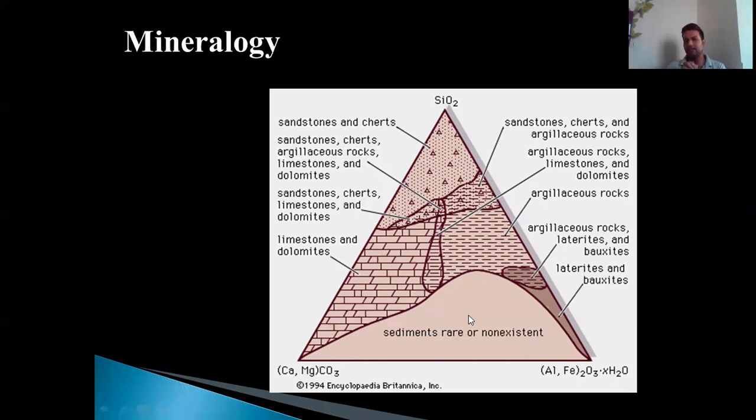You can see here that the three corners are assigned to SiO2. It is silica. In another corner, you can see CaMg(CO3)2. It is kind of a carbonate corner. And on the other side, you can see here the aluminium, iron oxides and hydroxides. It contains another corner.